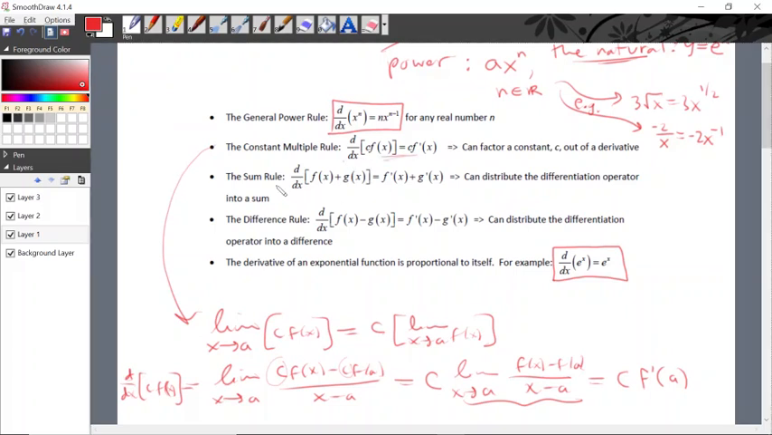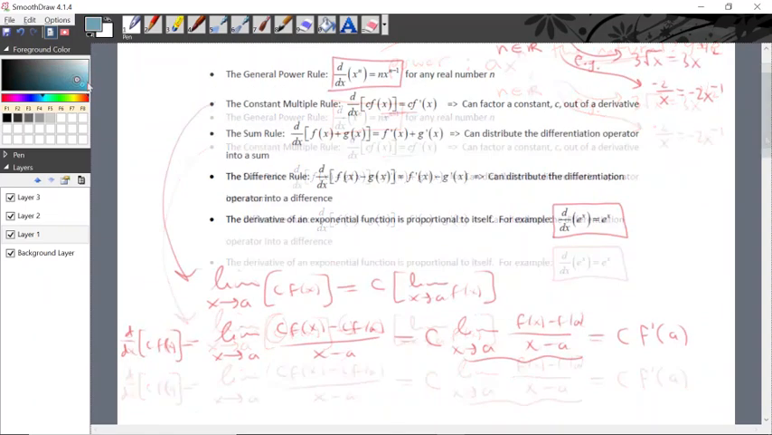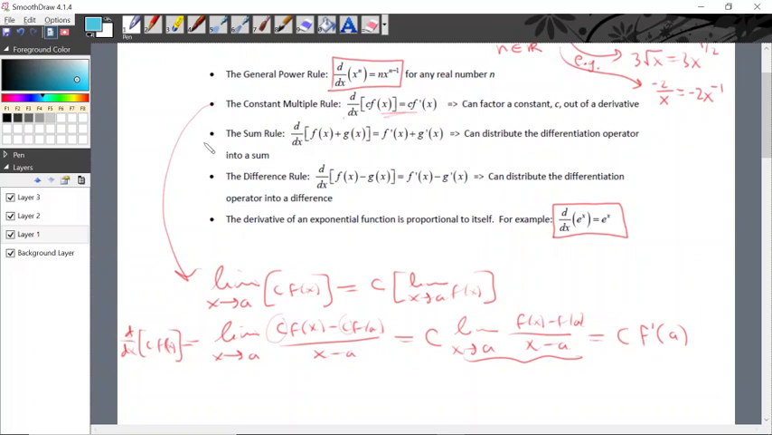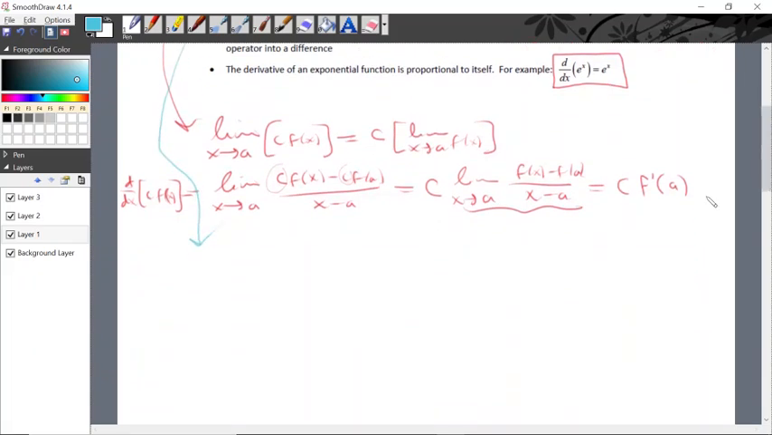Okay, the sum rule and the difference rule are similar to this constant multiple rule in that we have limit laws that tell us that this works. Again, the derivative is a limit, and we recall that the limit of a sum and the limit of a difference is the same as the sum of the limits and the difference of the limits. In other words, we can distribute the limit operator.